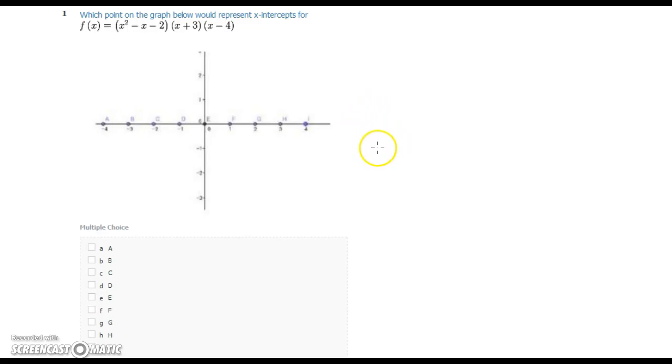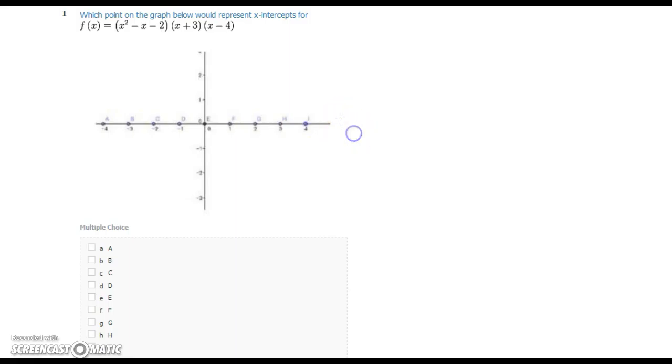So this lesson goes over x-intercepts and how we can use polynomial functions to identify what those x-intercepts will be. You can see here we've got A, B, C, D, E, F, G, H, I are points on the x-axis. They represent -4, -3, -2, -1, 0, 1, 2, 3, and 4. Again, the text is a little bit small just because I wanted to fit the whole question on the screen. But that's what's going on the x-axis.